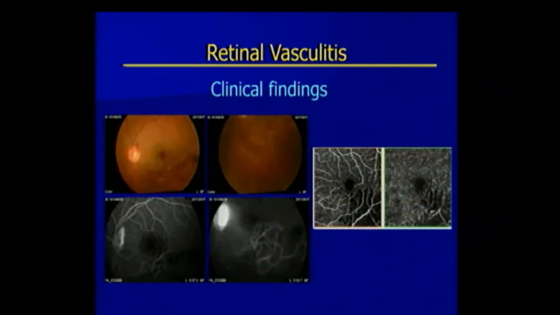So this is another patient with occlusive retinal vasculitis, who was admitted recently, and you can see the extensive ischemia. And with angio-OCT, this is the superficial plexus, and this is the deep capillary plexus. It also allowed us, using non-invasive angio-OCT, to show the ischemia.